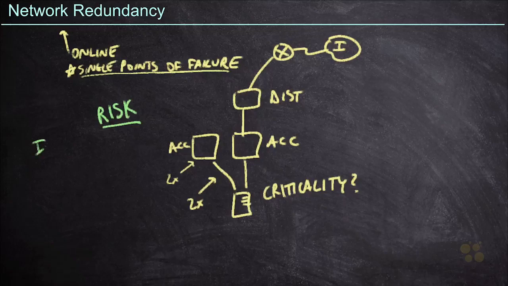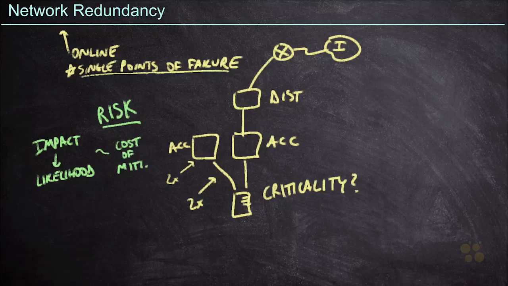First of all, we need to weigh the impact of whatever it is we're talking about, some kind of network outage. And as part of that, we need to consider the likelihood of this event happening. And next, we need to weigh that against the cost of mitigation. So what do I mean by this?